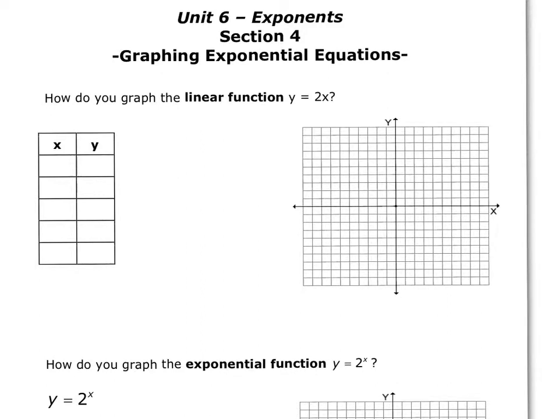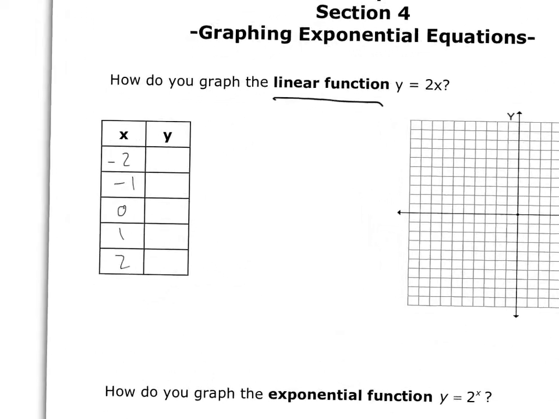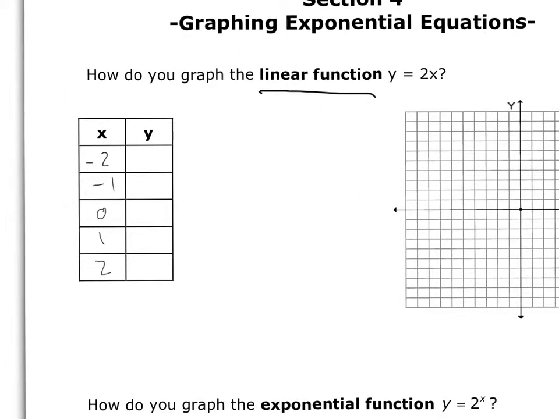Okay, so earlier in the year you learned how to graph a linear function such as y equals 2x. And the way you did that was you plugged in values. Remember, in your table, you'd always plug in -2, -1, 0, 1, and 2. And then you would go ahead and put those into your function, y equals 2x.